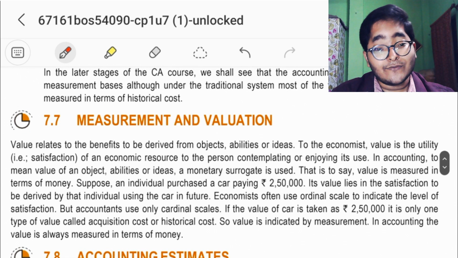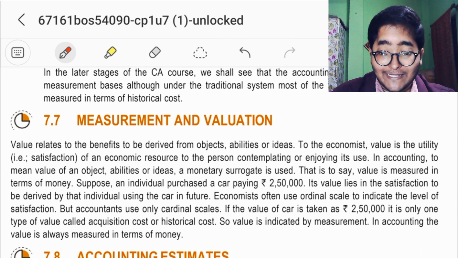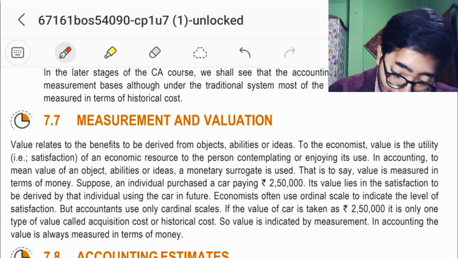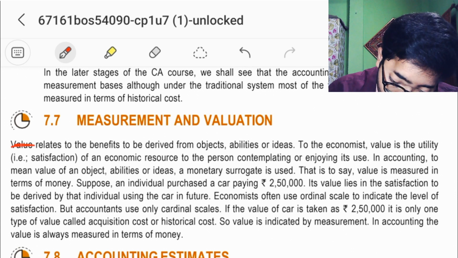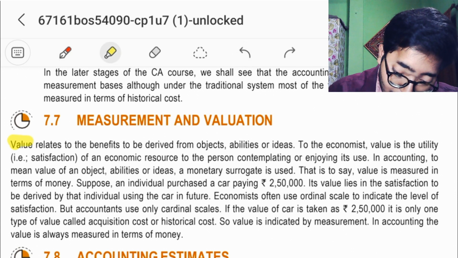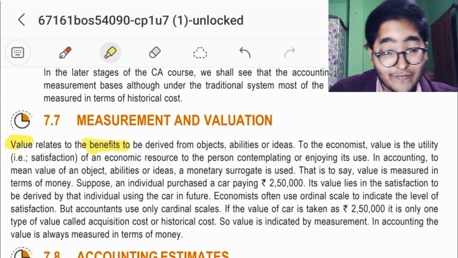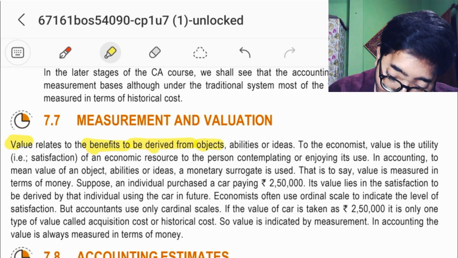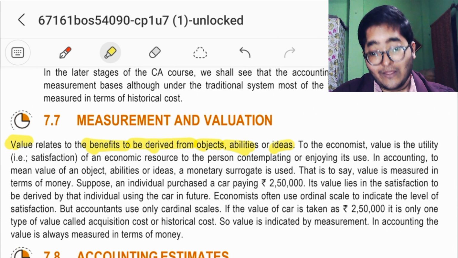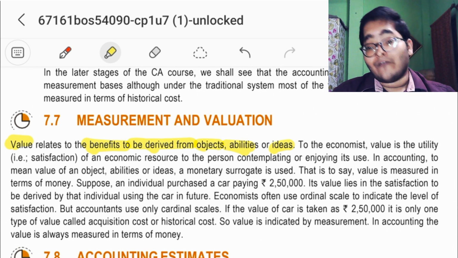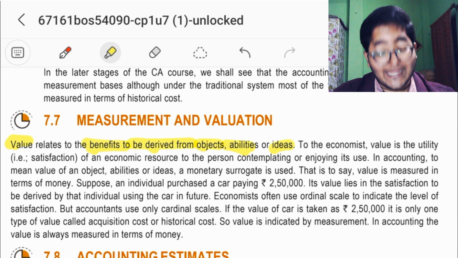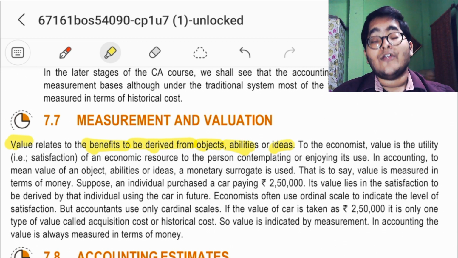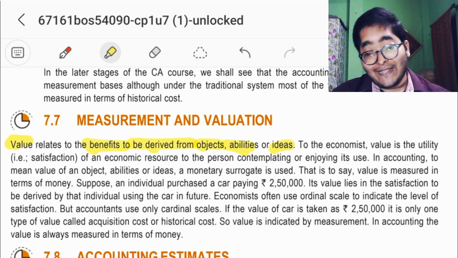Value relates to the benefits to be derived from objects, abilities, or ideas. What is value? Value is the benefit that can be derived from an object, ability, or idea. To the economist, value is the utility, that is the satisfaction of an economic resource to the person compensating or enjoying its use.